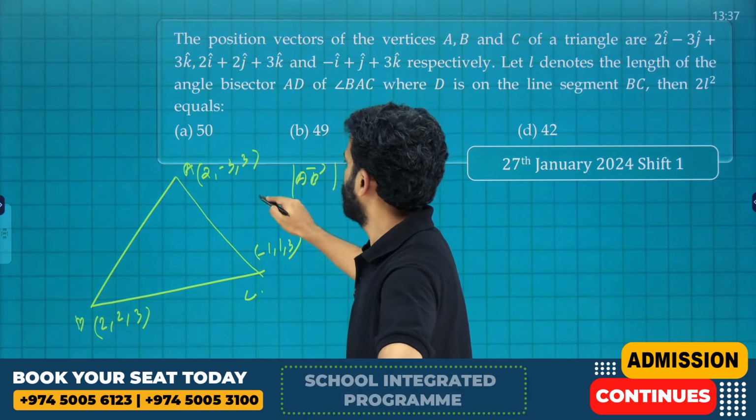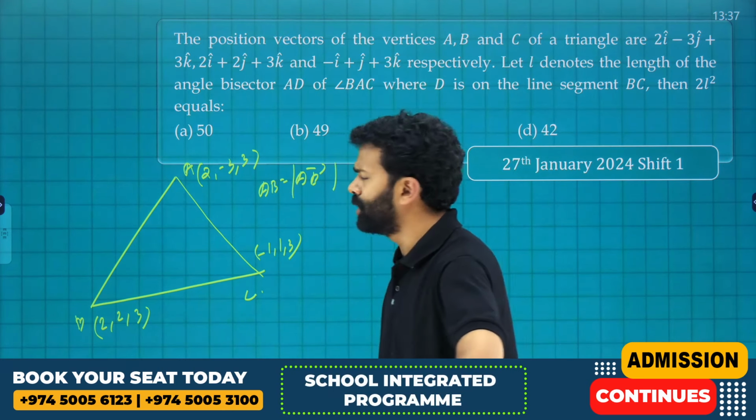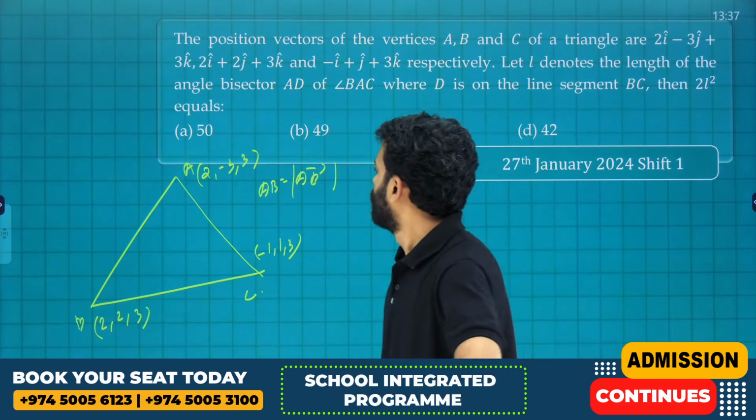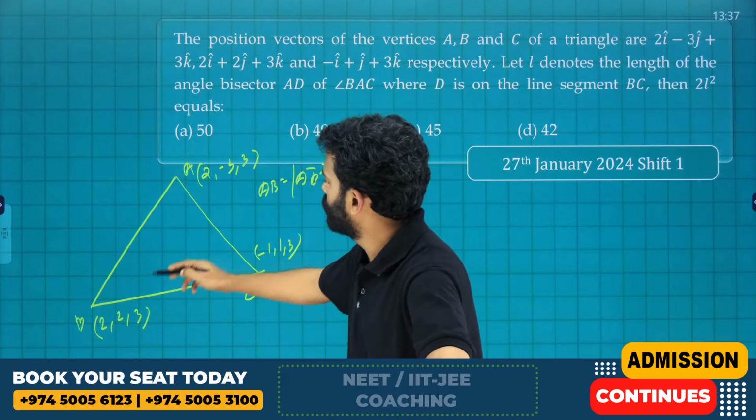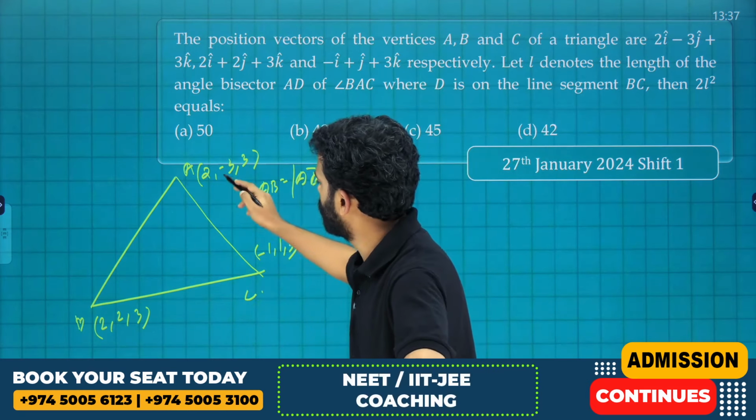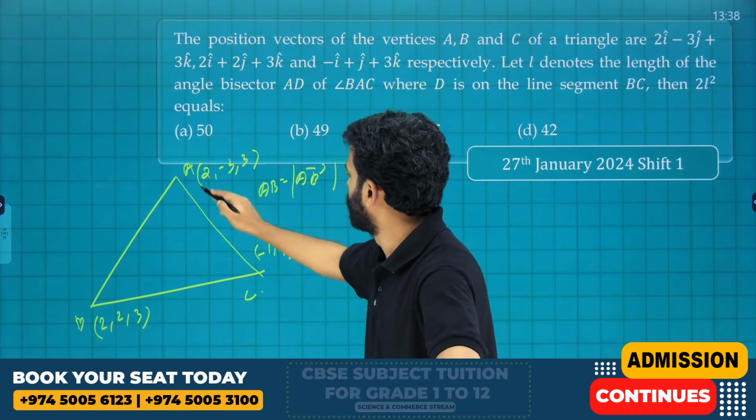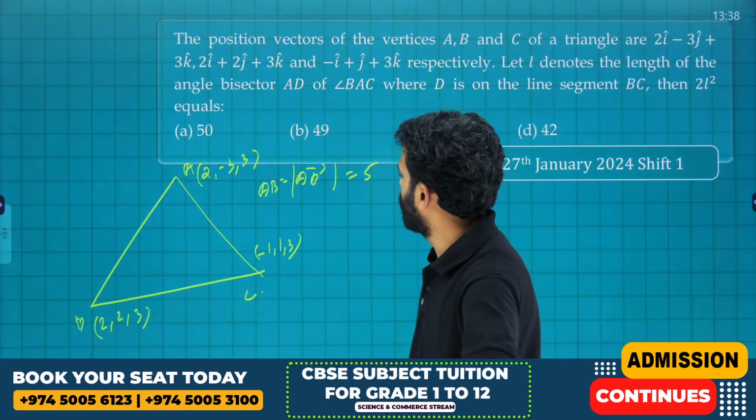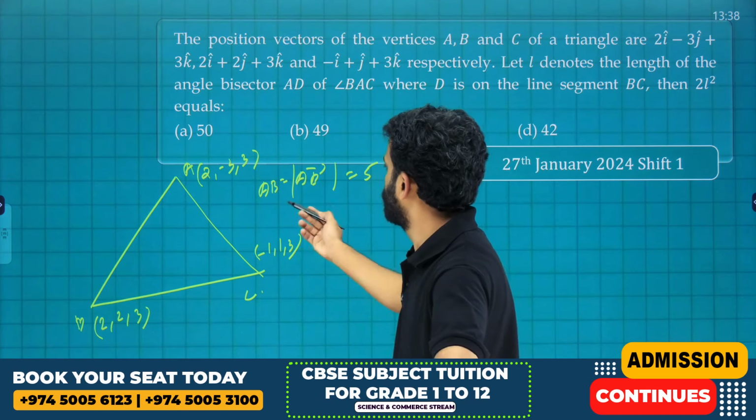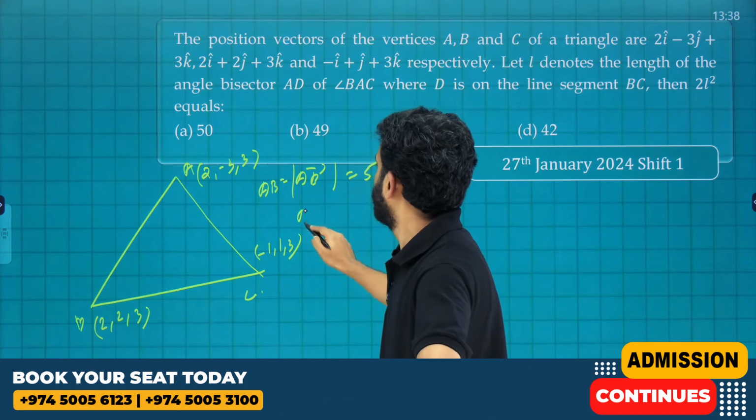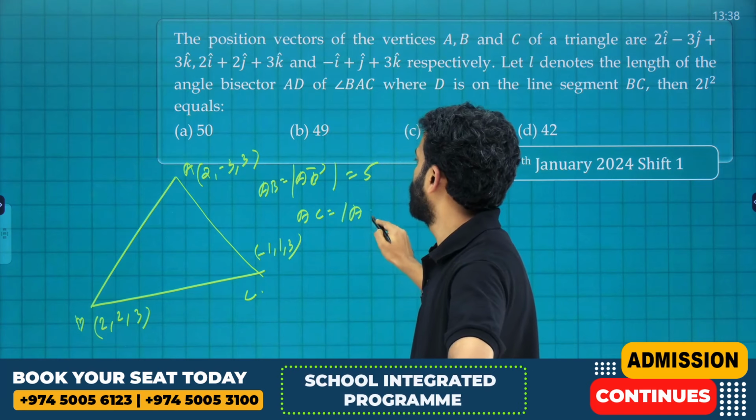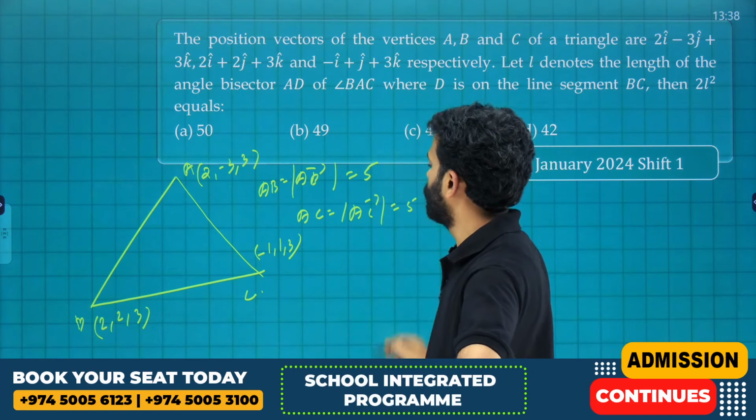Side AB is equal to magnitude of vector AB, which is equal to, 2 minus 2 got cancelled, this is 5 square, that is 5. And what is this one? AC. That is 3 square plus 4 square, that is also equal to 5. That is, AC is equal to magnitude of vector AC is equal to 5.